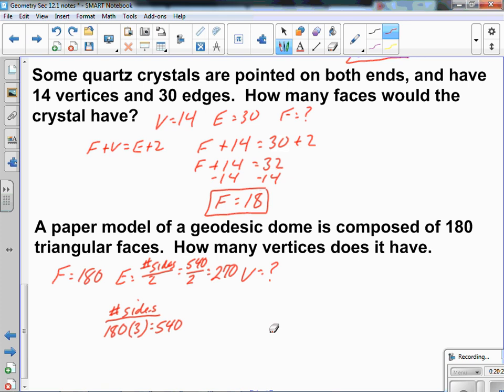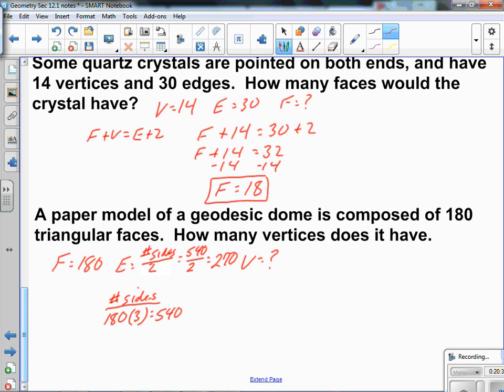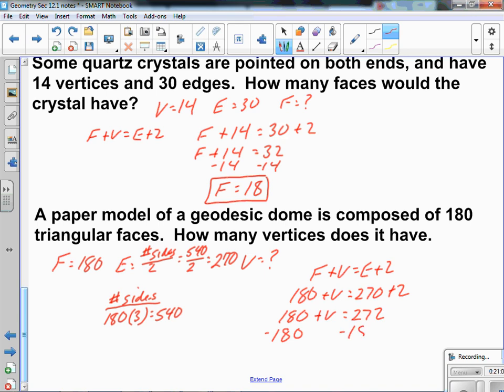And so now we can plug the F and the E into the equation. F plus V equals E plus 2. So F is 180 plus V equals E, which is 270, plus 2. 180 plus V equals 272. Subtract the 180 from both sides, and we're going to have 92 vertices in that figure. Right.